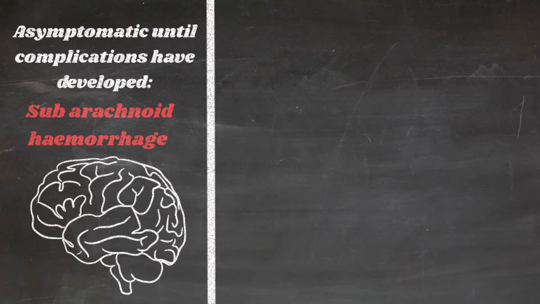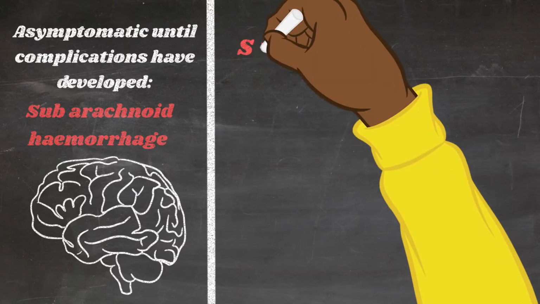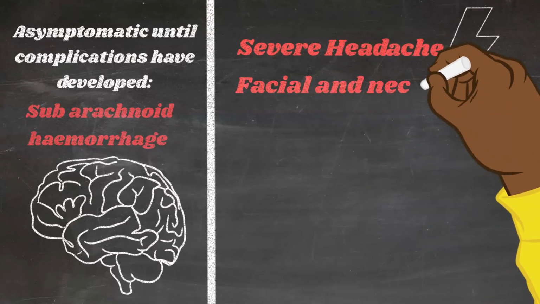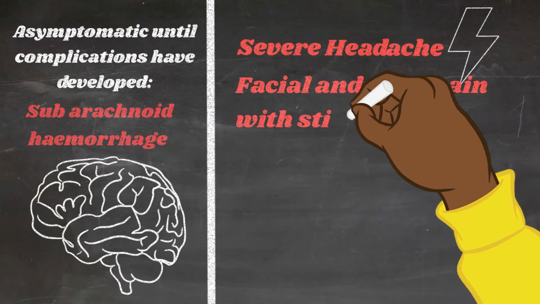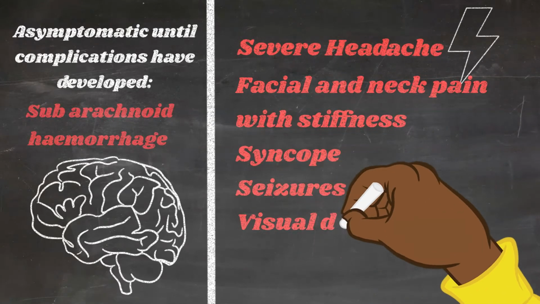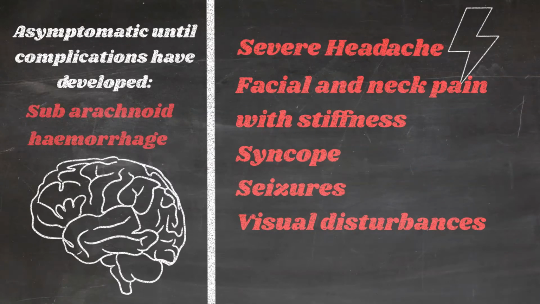When this occurs, the patient will experience symptoms of severe headaches, described as the worst headache of the patient's life, or as a thunderclap. Facial and neck pain with stiffness can also be present, alongside syncope, seizures, and visual disturbances such as blurry vision, diplopia, and visual field defects.